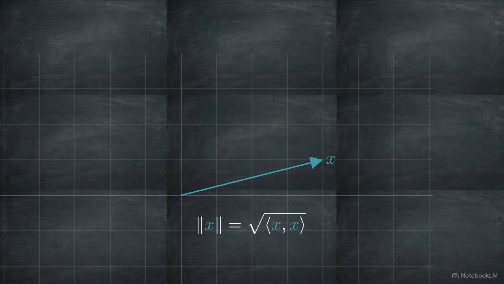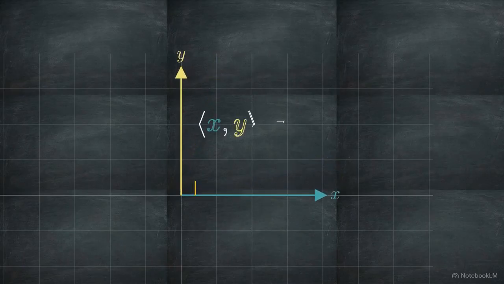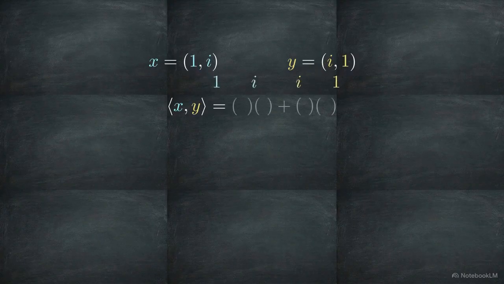With an inner product, we establish the norm, or vector length, the square root of a vector's inner product with itself. Distance is the norm of their difference. This also gives us orthogonality. Two vectors are perpendicular if their inner product equals exactly zero. Because these definitions are algebraic, they apply to any data structure that fits the vector space rules, from multidimensional matrices to continuous functions.